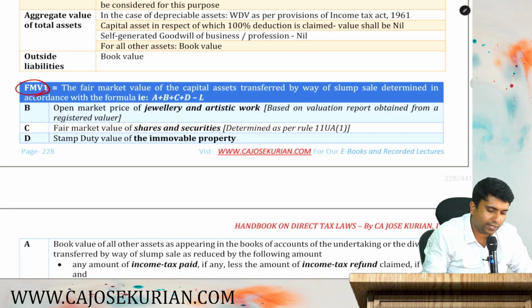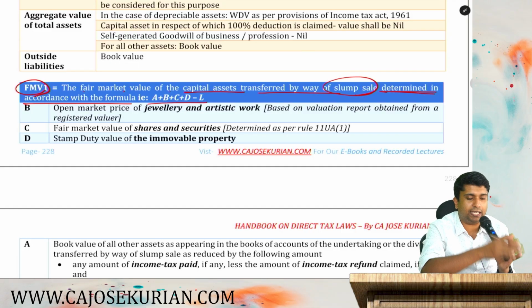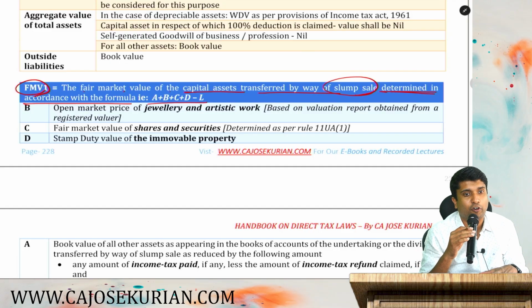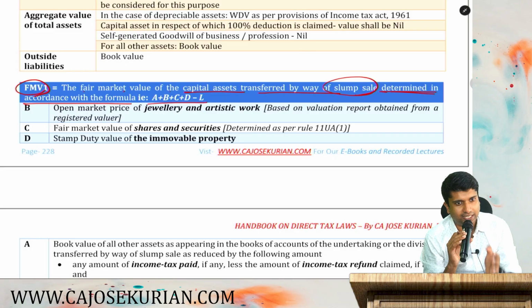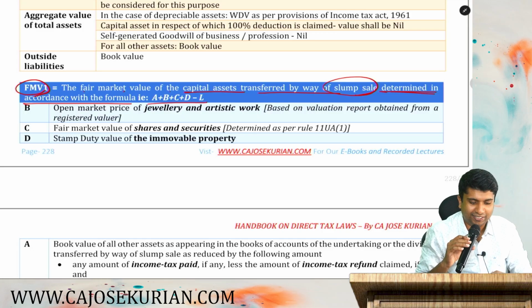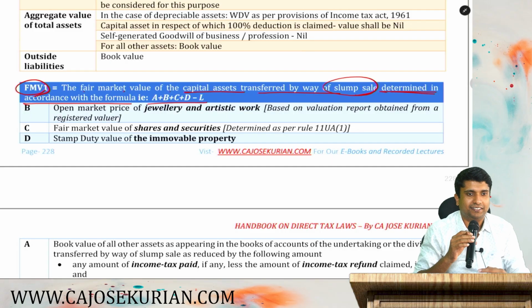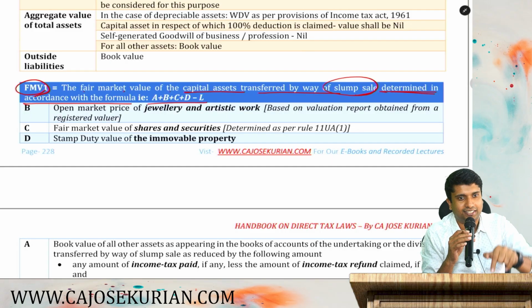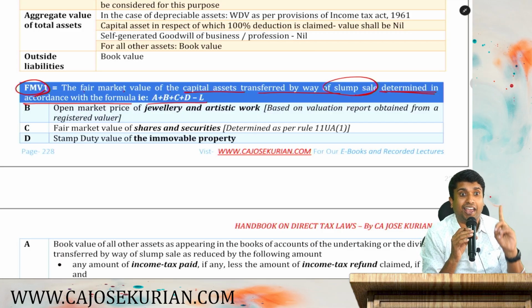Listen, FMV1 equals the fair market value of the capital assets transferred by way of slump sale, determined in accordance with the formula, that is A plus B plus C plus D minus L. All the CBDT formulas are like this. Okay, they will put A plus B plus C plus D minus L. L is liability. I don't know why they have given L for liability. Normally, according to the custom, CBDT usually says A, B, C, D minus E, because the next letter after D is E. But here, a lot of hard work they have done. For liability, they have written L.